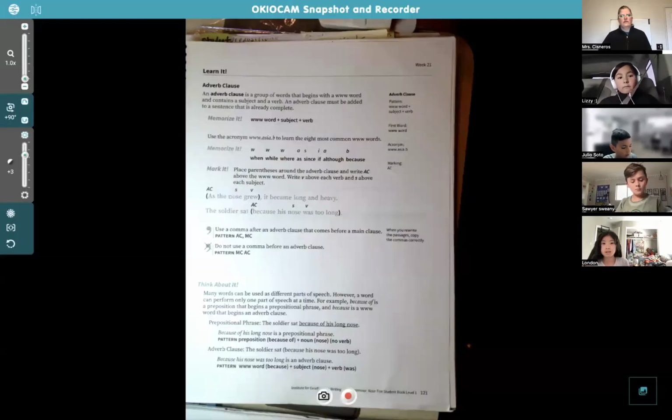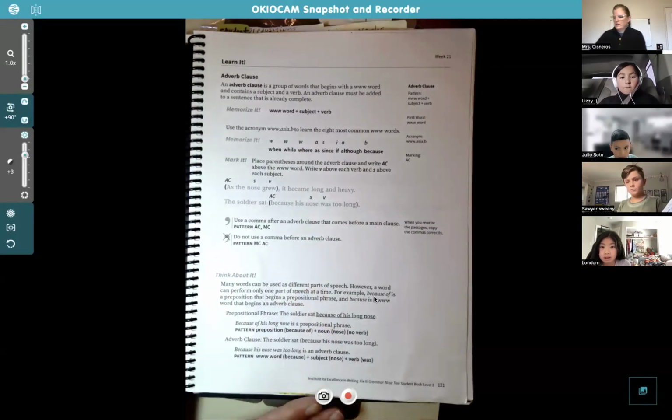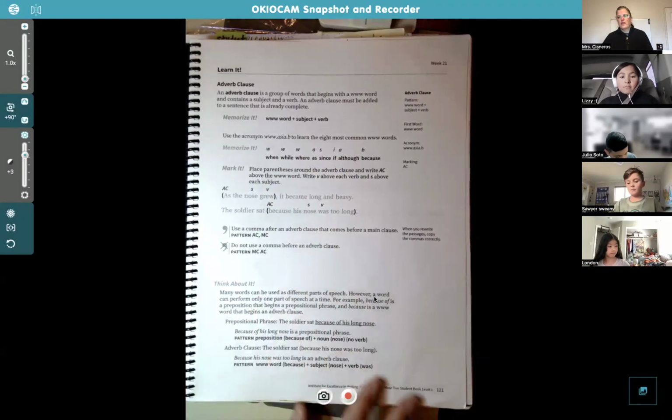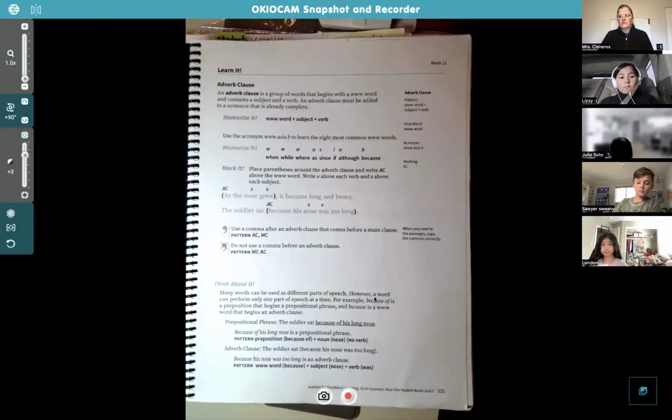All right, you guys, let's go to grammar, page 121. That's where we're going today, page 121. We're getting pretty far in this book now. And this is something new you're going to learn today, and it's called the adverb clause. You guys already know about adverbs, and those are the ones that have the ly ending at the end.